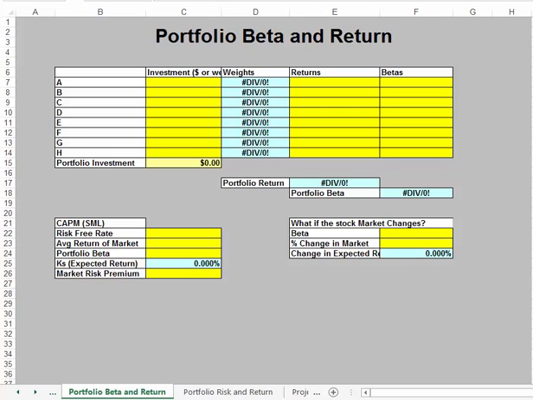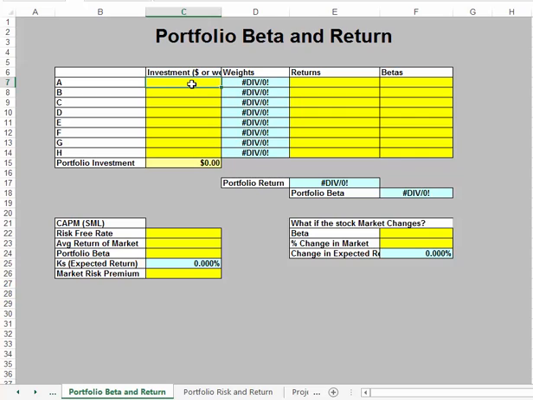In this spreadsheet, we're going to talk about how you calculate the betas of portfolios and the returns of portfolios. So this is a portfolio that we either already own, and we're trying to understand a little bit about its performance, or it's a portfolio that we want to try to create, and we're looking to predict what its performance might be.